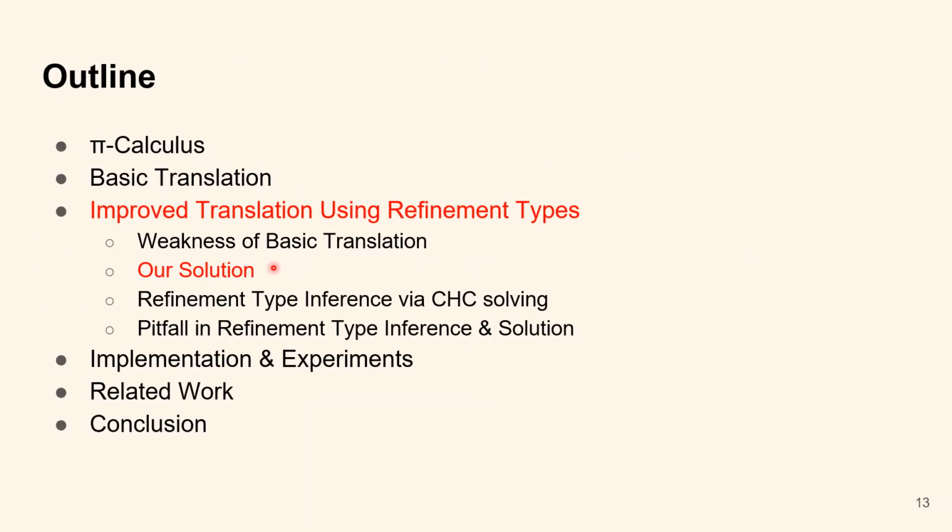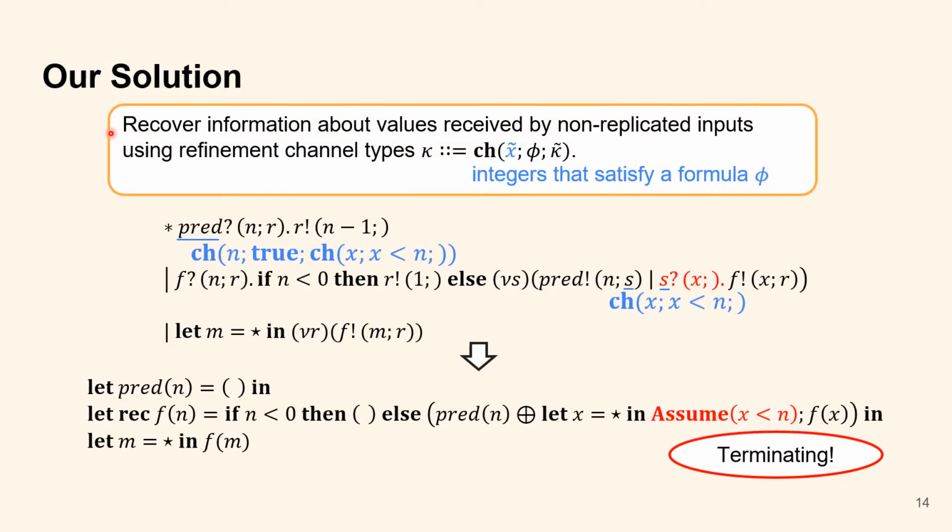Next, we will explain a solution to address the weakness. We recover information about values received by non-replicated inputs using refinement channel types. A refinement channel type is given like this. This type describes channels that are used for transmitting both integers x tilde that satisfy a formula phi and channels of types kappa tilde. Let's revisit the previous example.